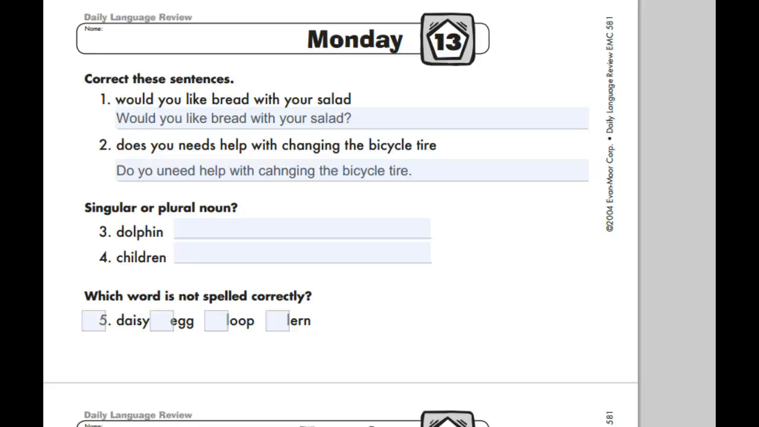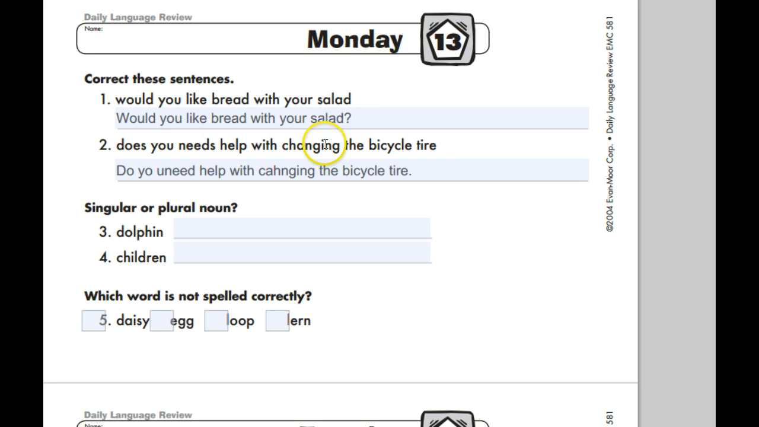Okay, we're going to correct your daily language today, and make sure you have a different color pen to make your corrections, and make sure you press the pause button when you're making your corrections, and then press play to continue. So, would you like bread with your salad? We just need a capital W for would, and we need a question mark because this is a question.